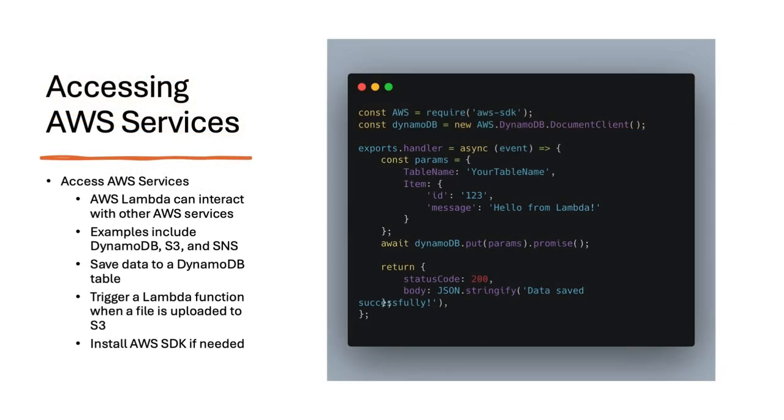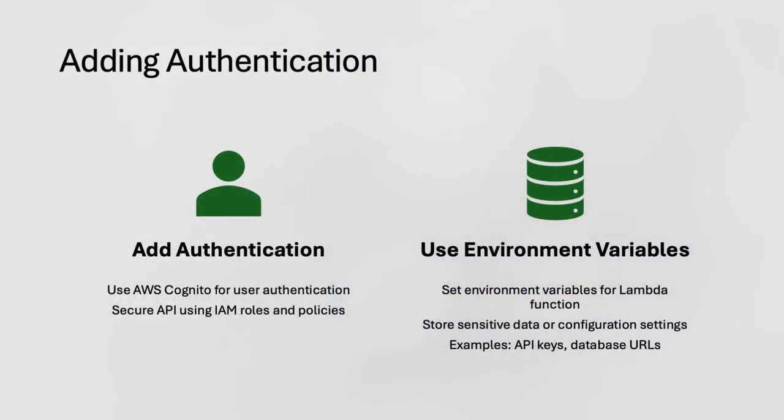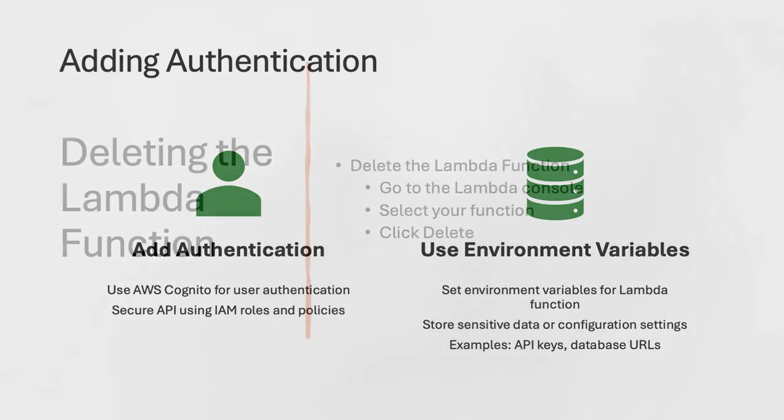AWS Lambda can interact with other AWS services like DynamoDB, S3, and SNS. For example, you can save data to DynamoDB or trigger a Lambda function when a file is uploaded to S3. Install AWS SDK if needed. To enhance Lambda function security, add user authentication using AWS Cognito and secure your API with IAM roles and policies. Additionally, use environment variables to store sensitive data or configuration settings like API keys and database URLs.